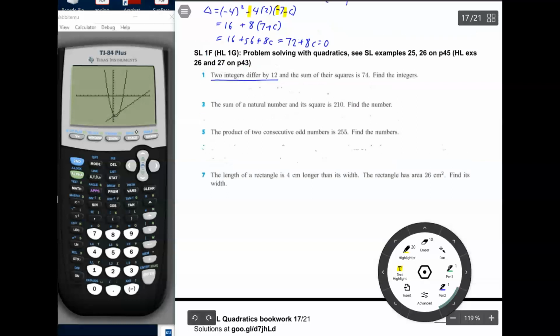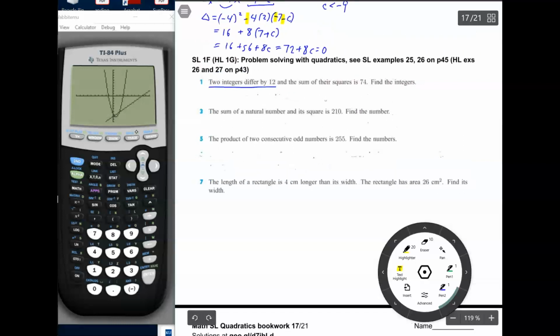Okay, so I got an integer x and an integer x plus 12. Okay, so those are 2 integers that are different by 12. You could also say x and x minus 12. And the sum of their squares is 74. So if I square each one and I add them together, I get 74.